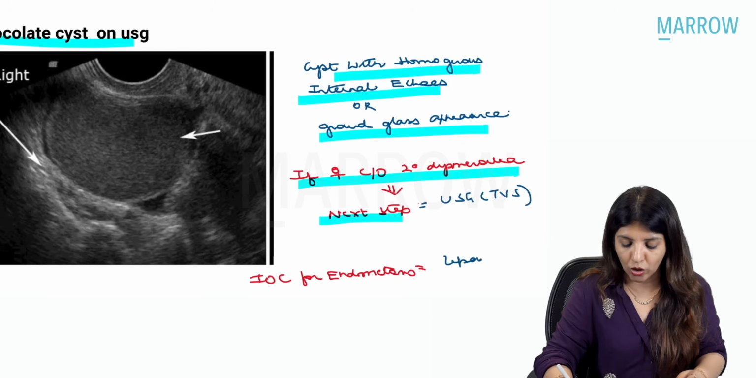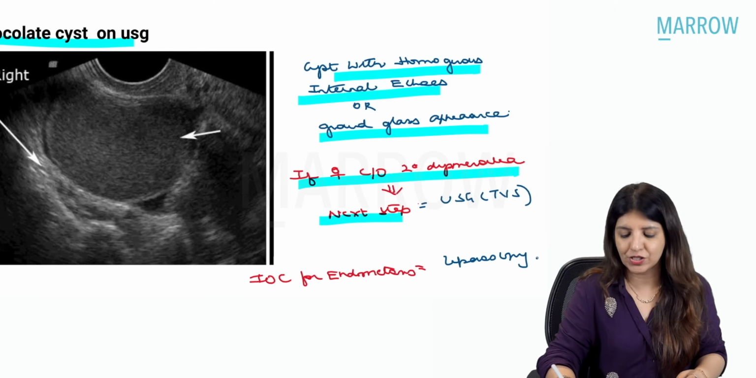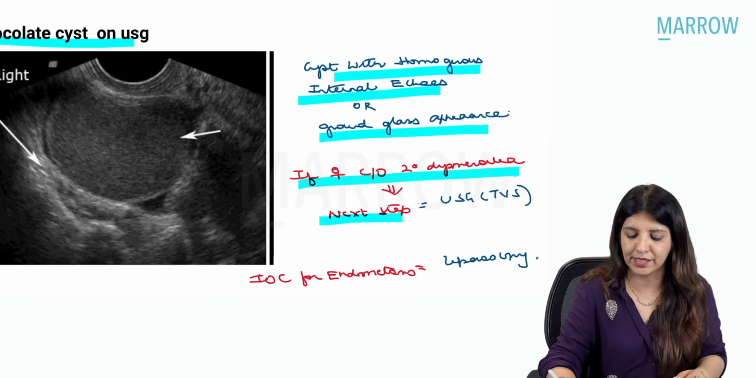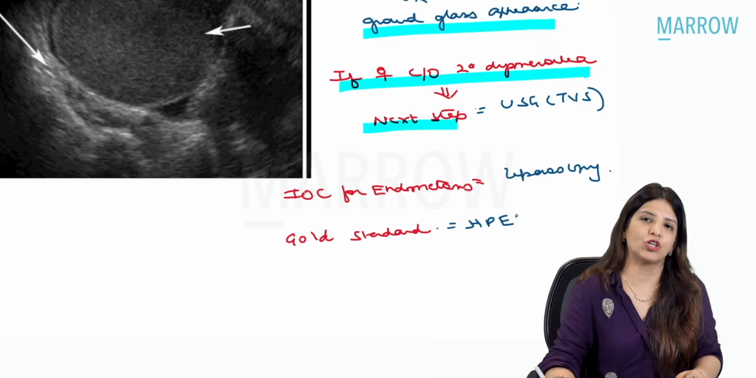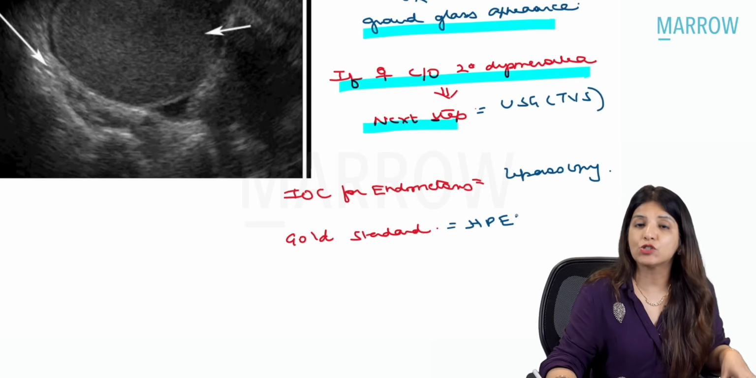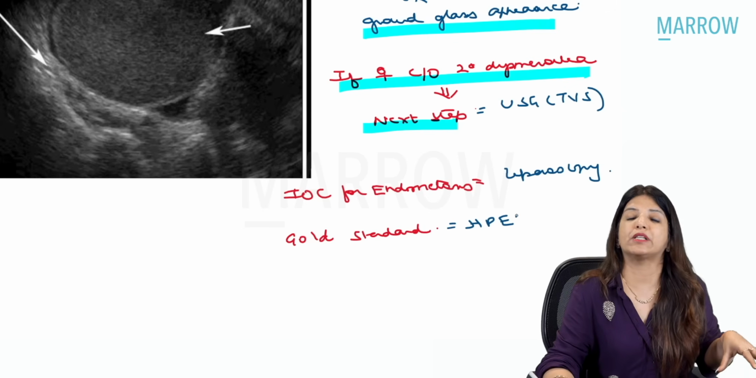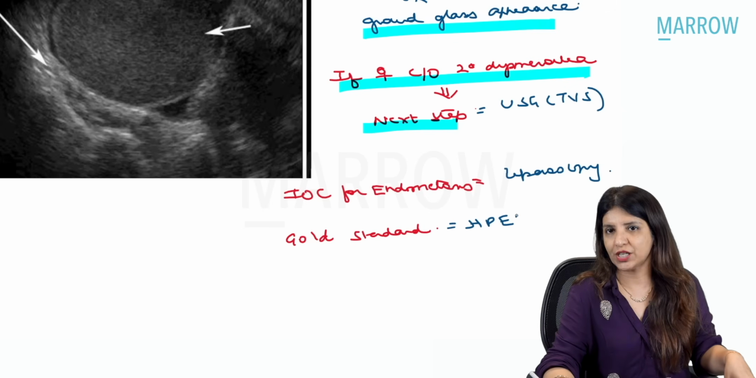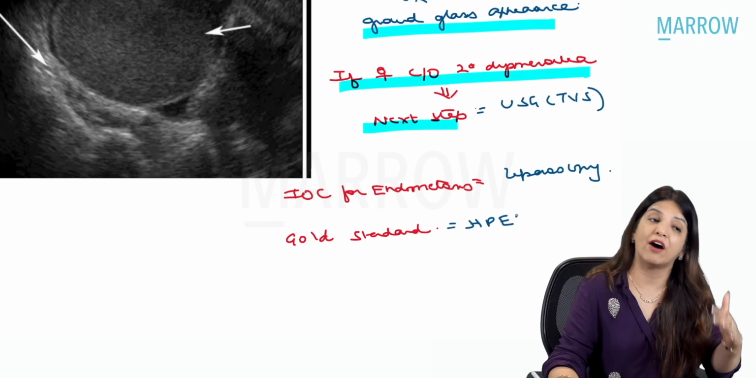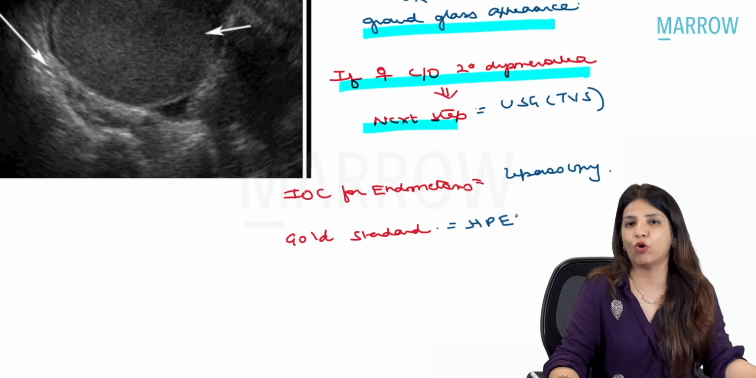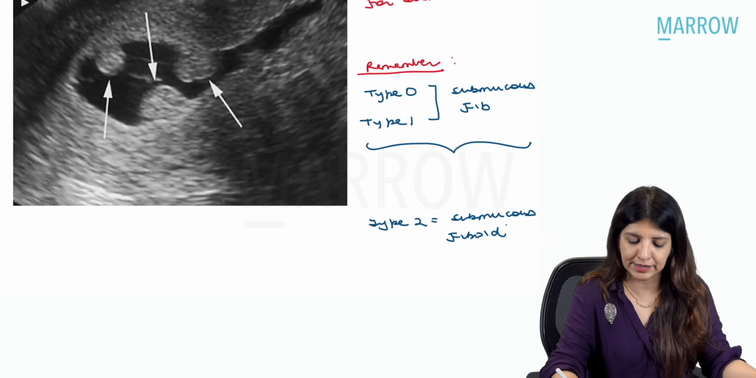As I told you, what is the investigation of choice for endometriosis? It is laparoscopy, and the gold standard is histopathological examination. In case of adenomyosis also, remember that the gold standard is histopathological examination. In adenomyosis, the management is hysterectomy. After hysterectomy, you send the sample for histopathological examination.